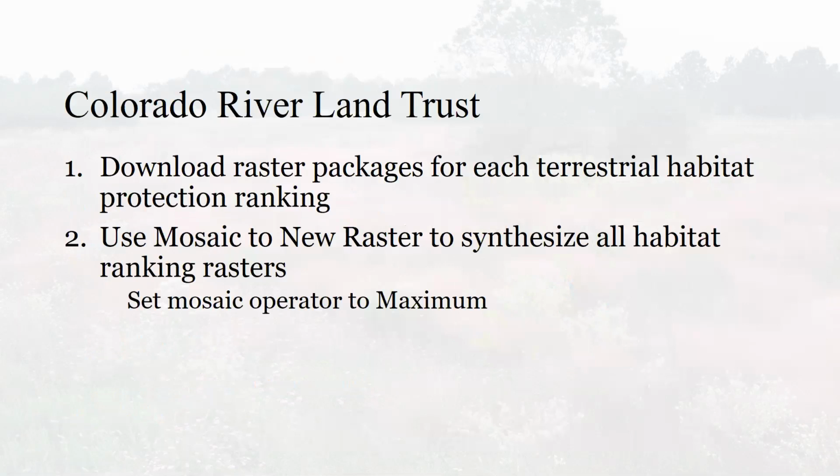So the first step is to download the raster packages for each terrestrial habitat protection ranking. The goal here for the land trust is to buy land, so we're using those protection rankings instead of, say, management rankings. Then we use Mosaic to New Raster in ArcGIS to combine all habitats together. We set the operator to maximum, which means that the highest ranking cell is used in any cell where multiple habitats overlap. So whatever habitat has the highest ranking in an overlapping cell, it's going to pick that habitat and put that value in there.